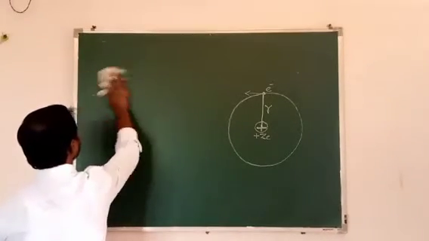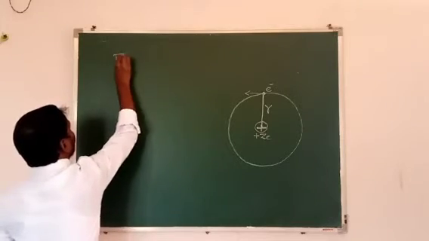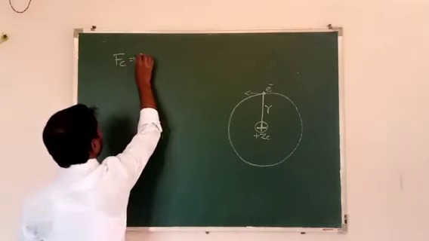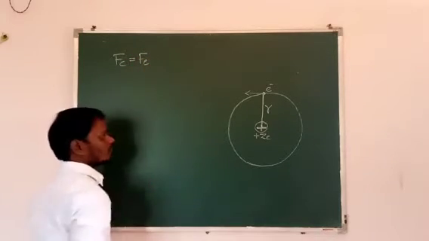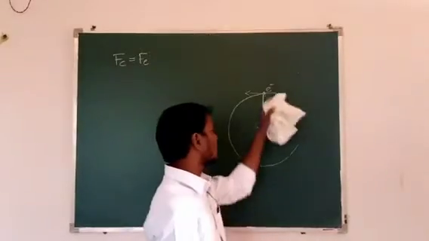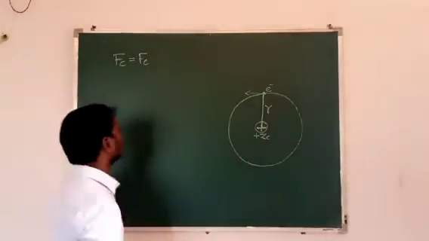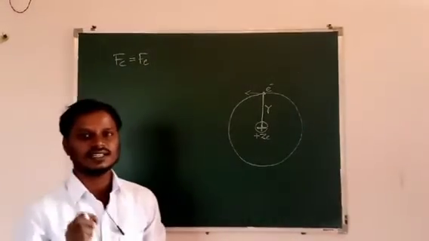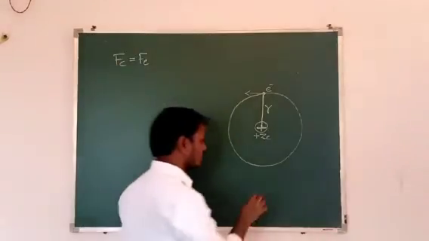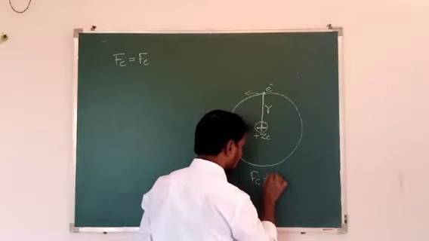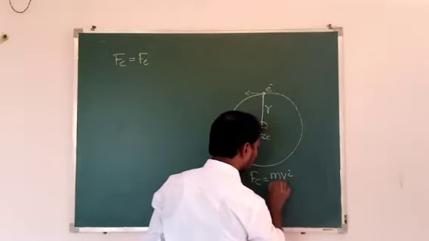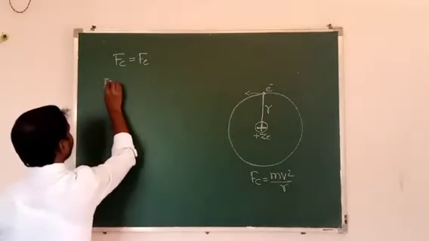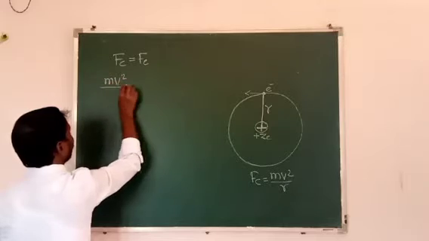That means Fc, the centripetal force, is equal to Fe, the electrostatic force. It is the force of attraction between the electron and nucleus. Then what is the expression for the centripetal force? Already you know that it is m v square divided by r. Expression for the centripetal force is m v square divided by r. I'll write this as m v squared by r.